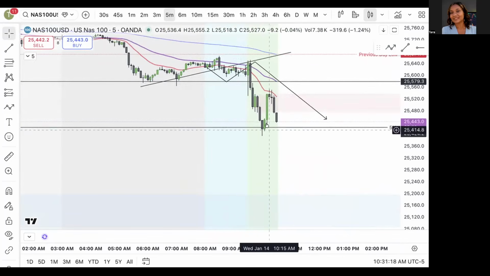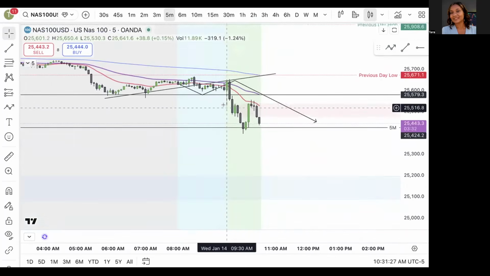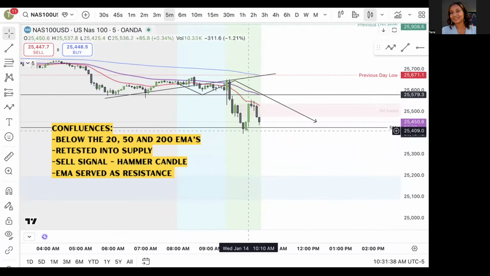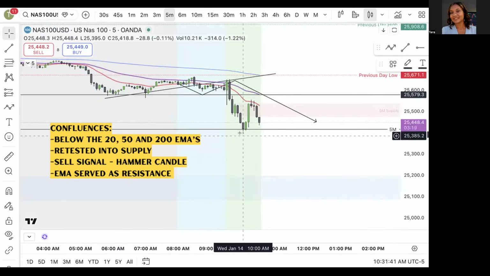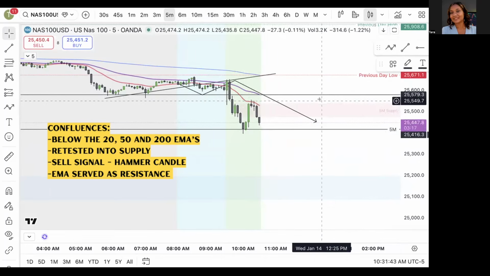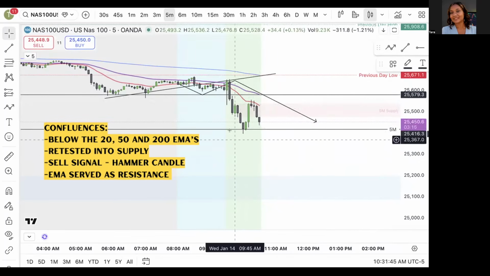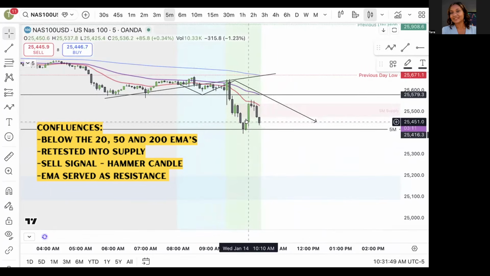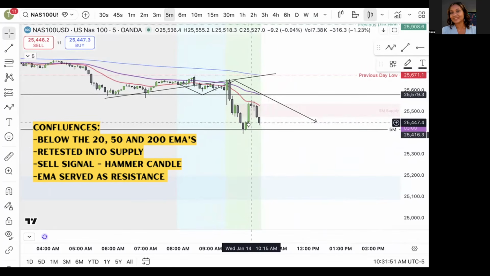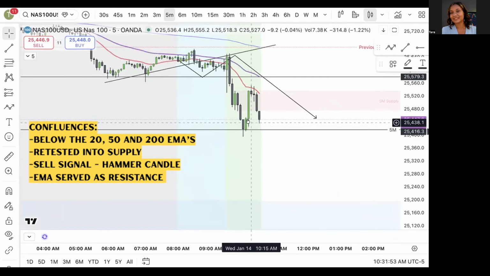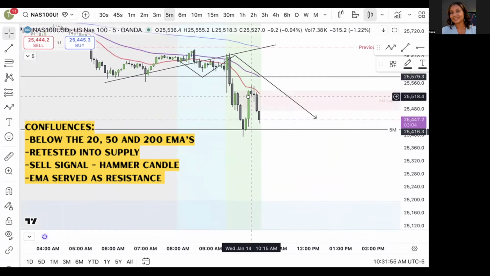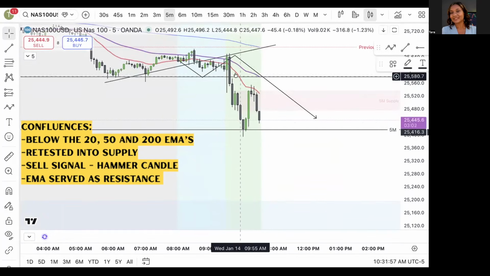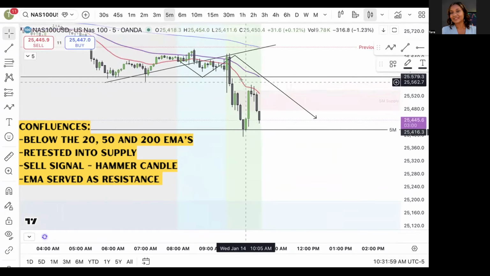and we had a break and retest of this supply area. And price got down here to this level of support. We expected price to return to this area of supply and then continue downward. And so after returning to supply, we waited for a sell signal. We saw a hammer, which is a pretty good sell signal, pointing to the downside. And we also noticed that we bounced off of this EMA here.